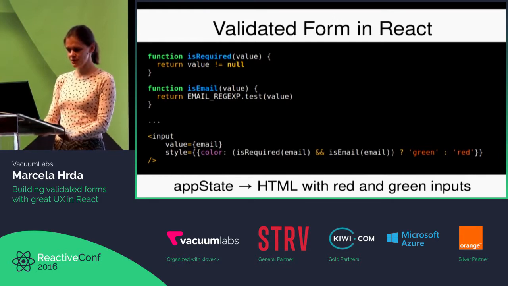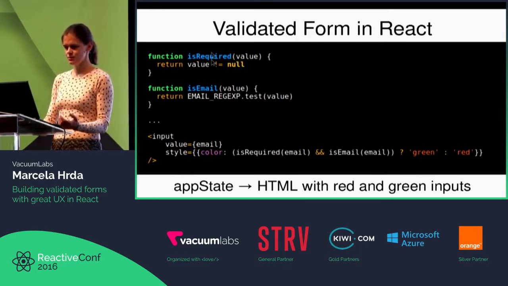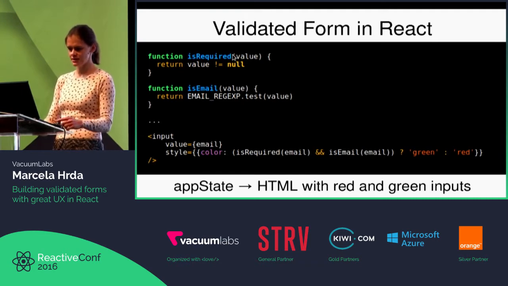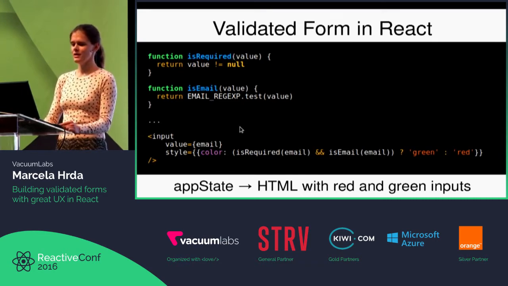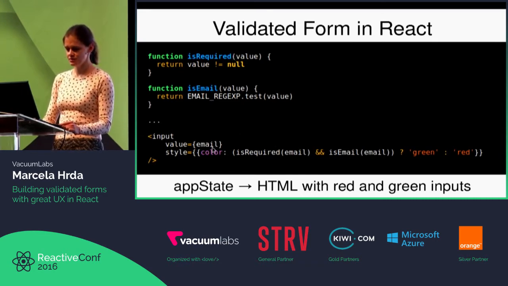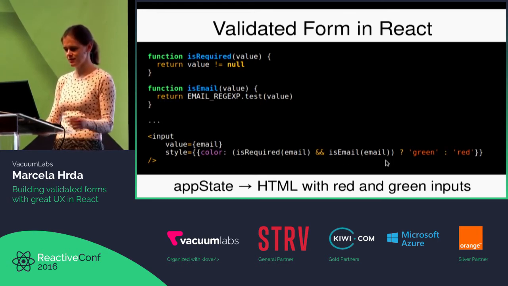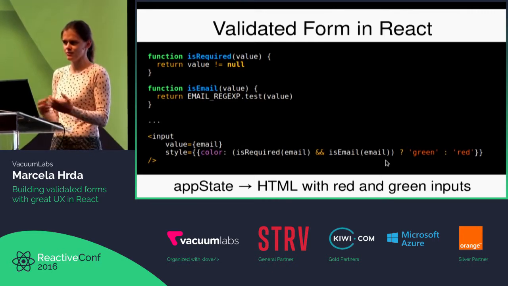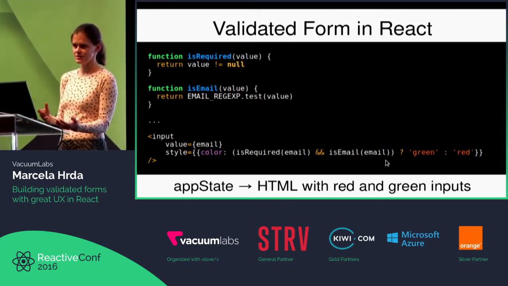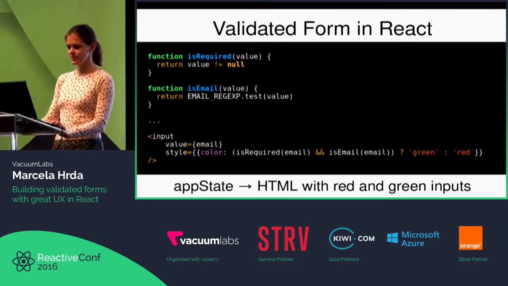For example, here we have two functions that validate an email address, and then we just adjust the render method, and we apply the functions to the email value, and then adjust the style of the input according to whether it's valid or not. Easy, right?